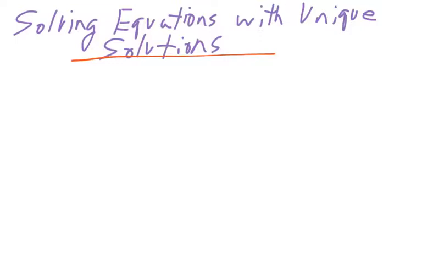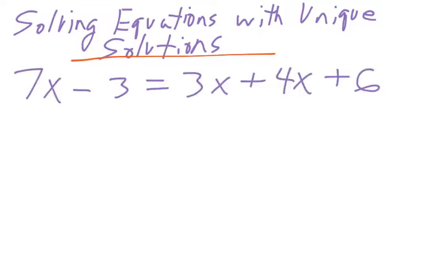So let's say we have the following equation, and before we solve this equation, this lesson builds on the previous lesson, solving multi-step linear equations. If you haven't watched that one, go ahead and take a look at that one. Okay, so let's say we have this equation right here: 7x minus 3 equals 3x plus 4x plus 6.